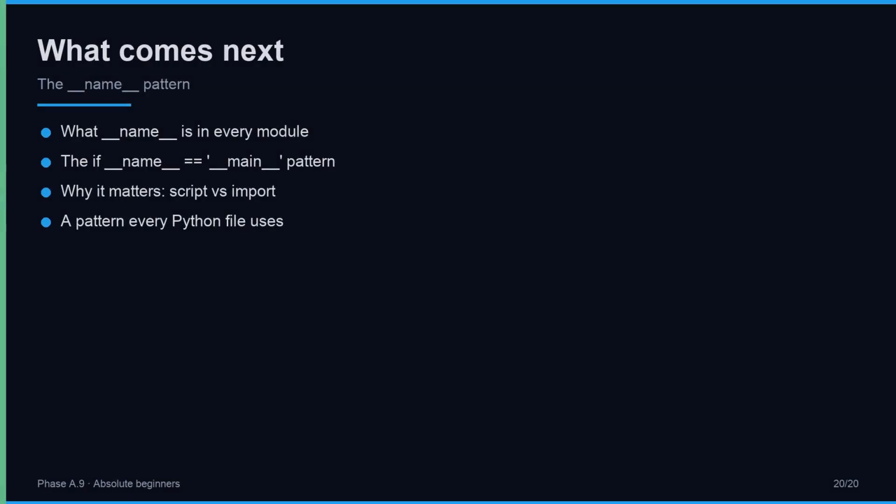Next lesson we step back from exceptions to one of the most famous patterns in Python: if __name__ == "__main__". You have probably seen it at the bottom of Python files. We learn what __name__ actually is, what the pattern does, and why it lets the same file work as both a script and an importable module. It appears in almost every real Python project.